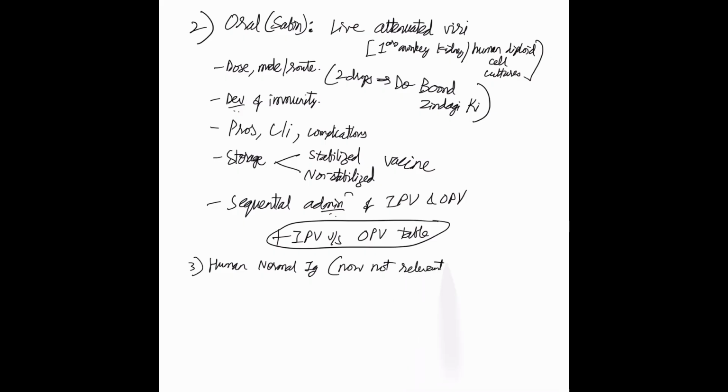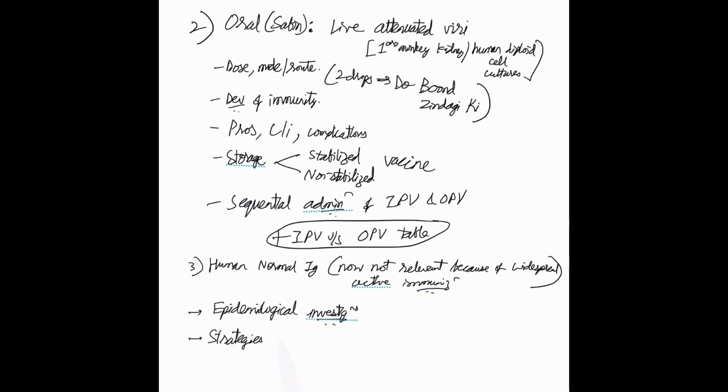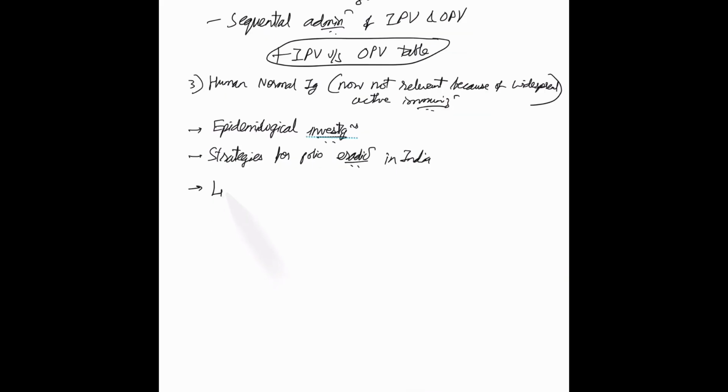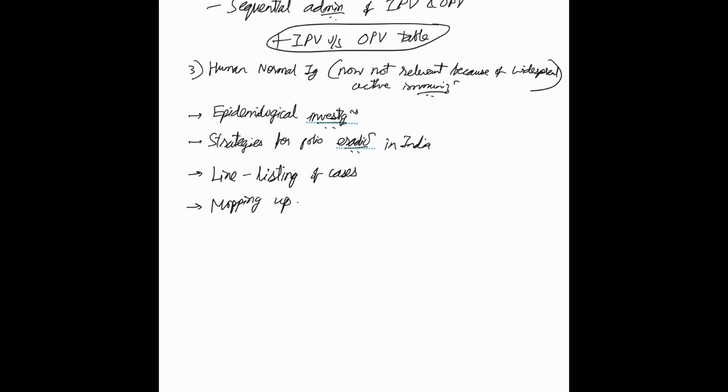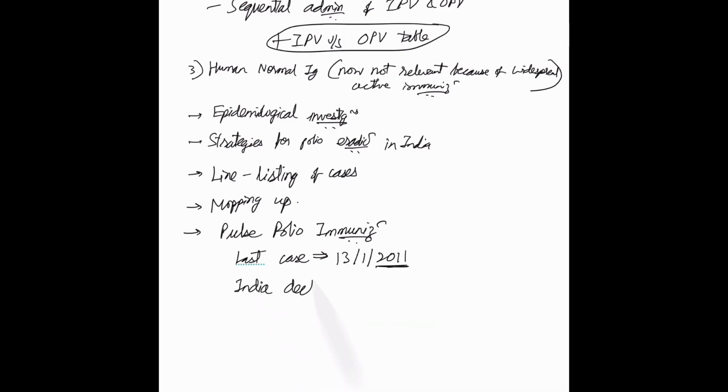Then you have human normal immunoglobulin, which is now not relevant because of widespread active immunization. Then epidemiological investigations of polio, strategies for polio eradication in India, and then the line listing of cases, mopping up, and pulse polio immunization. So the last case of polio in India was from Howrah or Kolkata on 13 Jan 2011, and India was declared polio free on 27th March 2014.